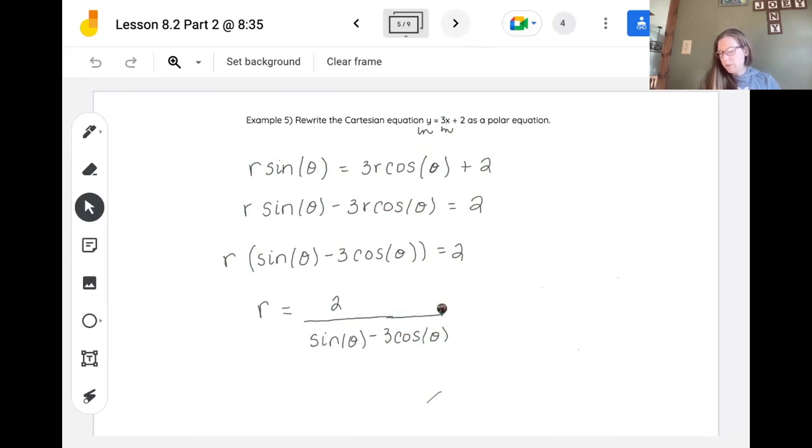And of course, one way we could verify this would be to graph both y is equal to 3x plus 2 and graph the polar equation that we found and make sure that they're the same graph. They overlap one another. So when I look at r is equal to 2 over sine of theta minus 3 cosine of theta, I can kind of see where each of those values are coming from within my graph. At the same time, y equals 3x plus 2 is much more manageable than looking at the polar form.